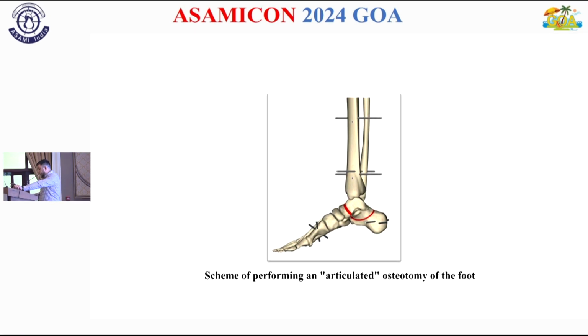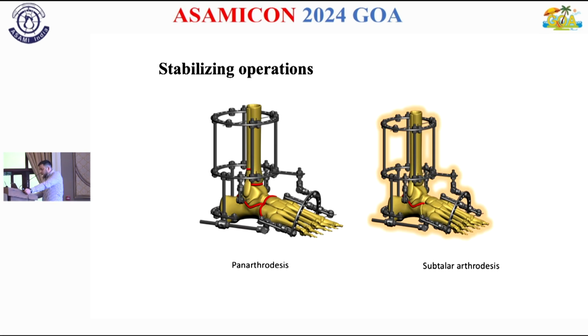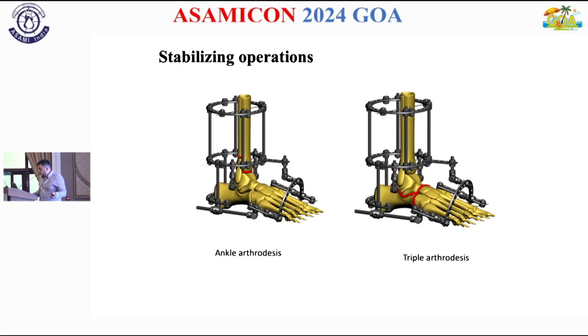Another variant of the figure osteotomy, an articulated osteotomy of the hind foot, like a hinge osteotomy. Especially this osteotomy we use in cases with ankle deformity and with ankle disabilities. And kinds of arthrodesis which we used with the Elizarov. For example, full arthrodesis or panarthrodesis of the joints, subtalar arthrodesis, ankle arthrodesis, triple arthrodesis.